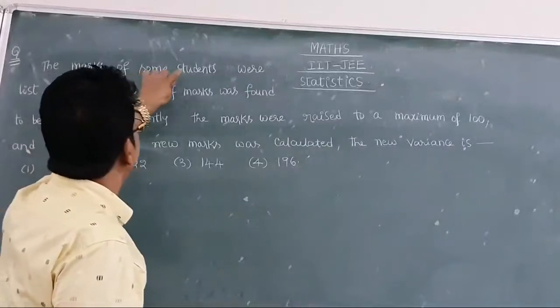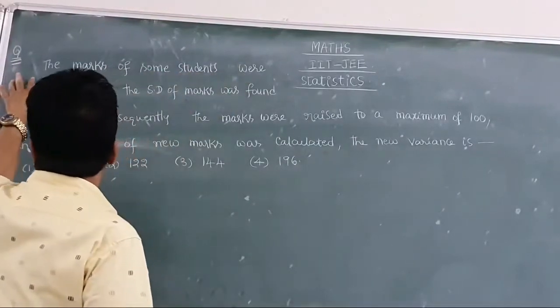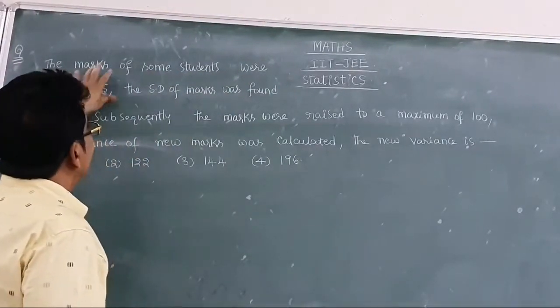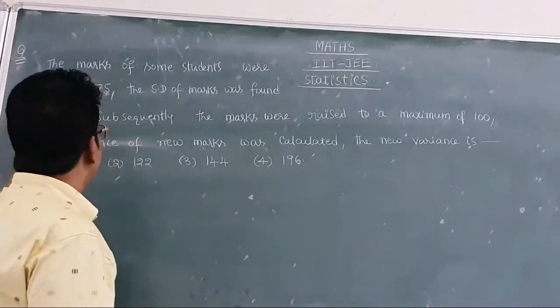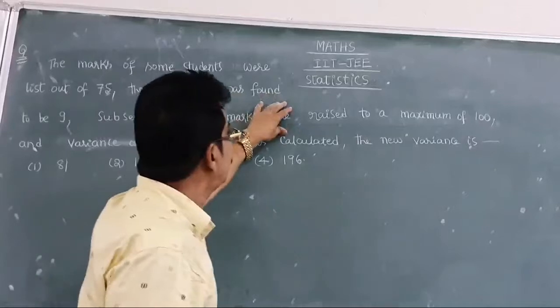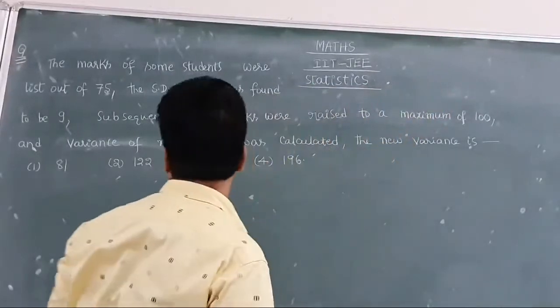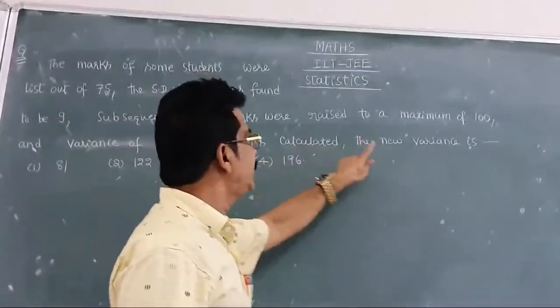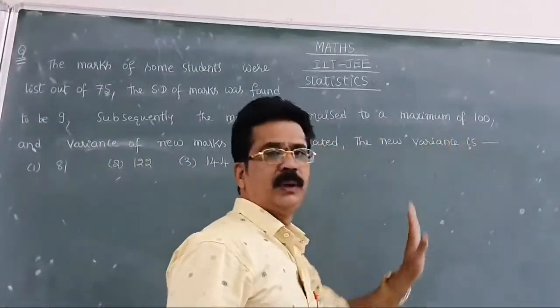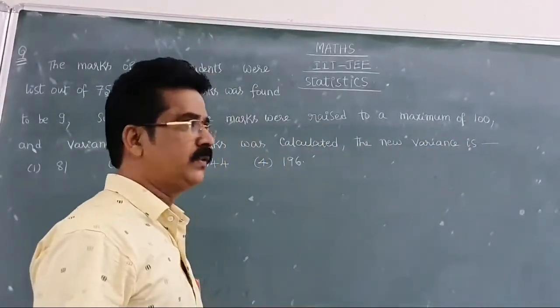The marks of some students were listed out of 75. The SD of marks was found to be 9. Subsequently, the marks were raised to a maximum of 100 and the variance of the new marks was calculated. The new variance is what? So find the new variance.